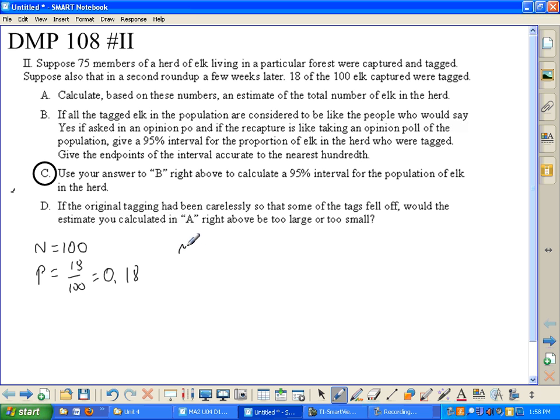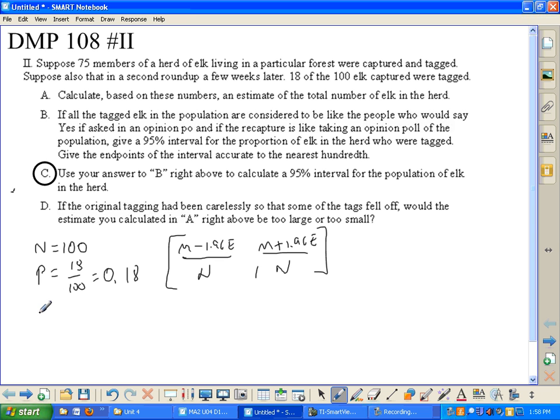So that is going to be our M minus 1.96 standard errors divided by N, and the mean plus 1.96 standard errors divided by N. That's going to give us a range of percentages, something like 10% to 20%, whatever. That's going to be the 95% confidence interval for the percentage of elk that have tags on them.